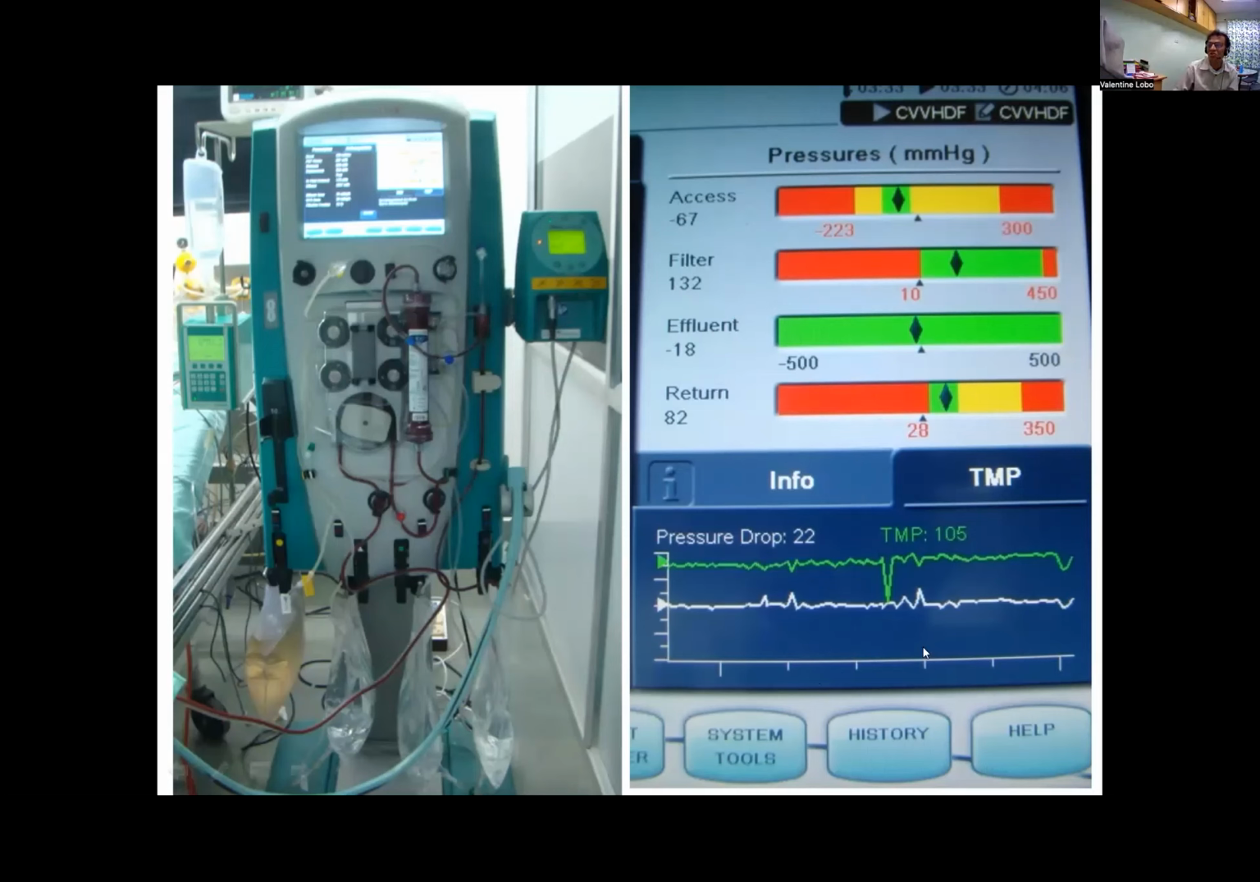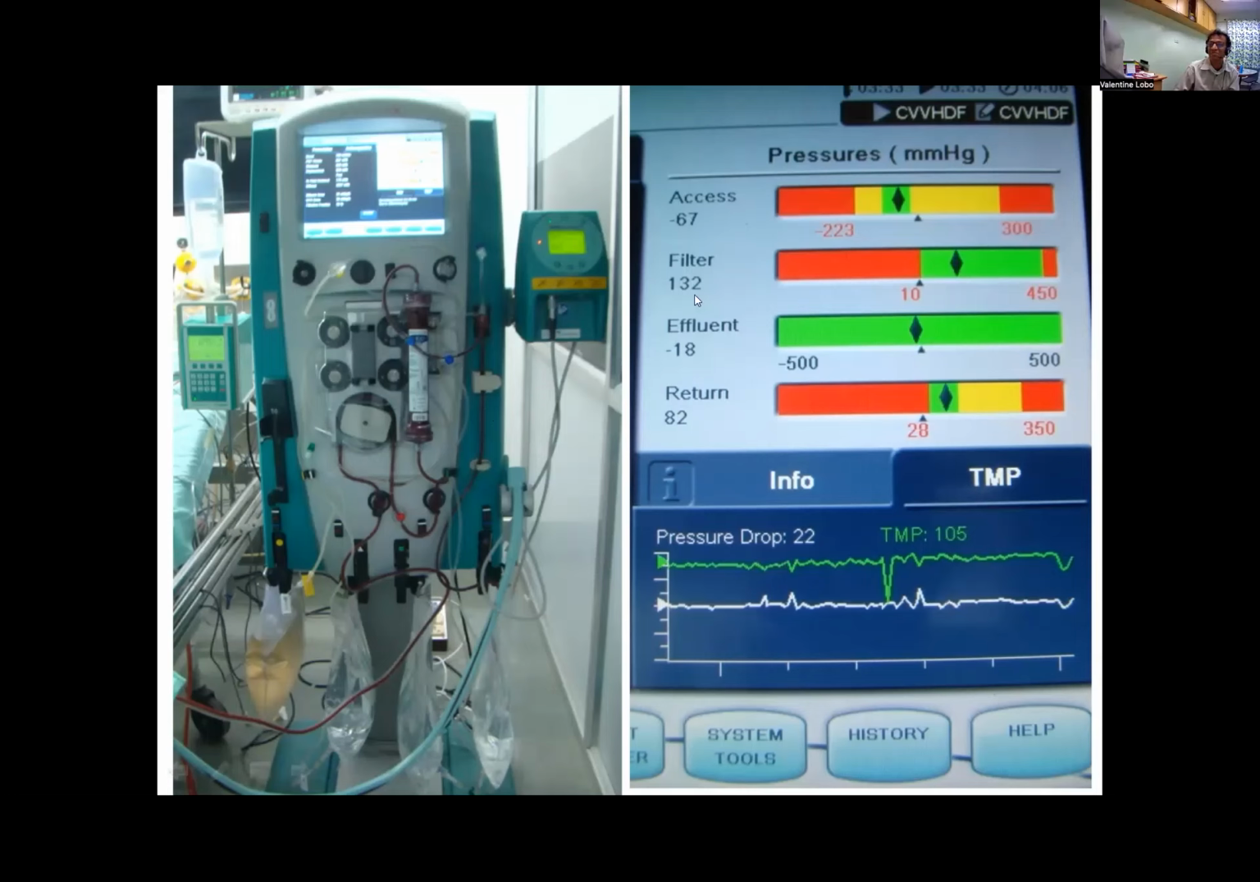But the machine also displays for us 2 calculated pressures. You have a filter drop pressure and a transmembrane pressure. Now, what are these? The filter drop pressure is the drop across the filter over here. So it's in essence the difference between the filter pressure and the return pressure. And the transmembrane pressure is the difference between, as it is for any of our hemodialyzers, the blood compartment and the effluent compartment in this case.